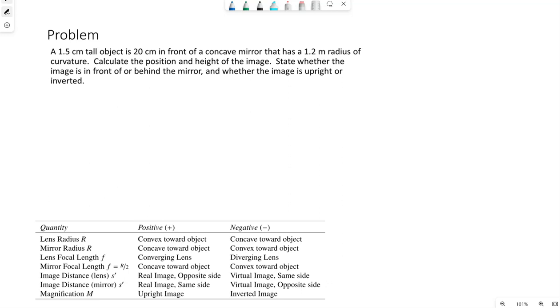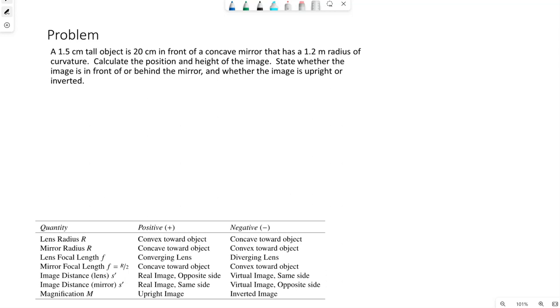We have a sample problem here. A 1.5 centimeter tall object is 20 centimeters in front of a concave mirror that has a 1.2 meter radius of curvature. Calculate the position and height of the image. State whether the image is in front of or behind the mirror and whether the image is upright or inverted.